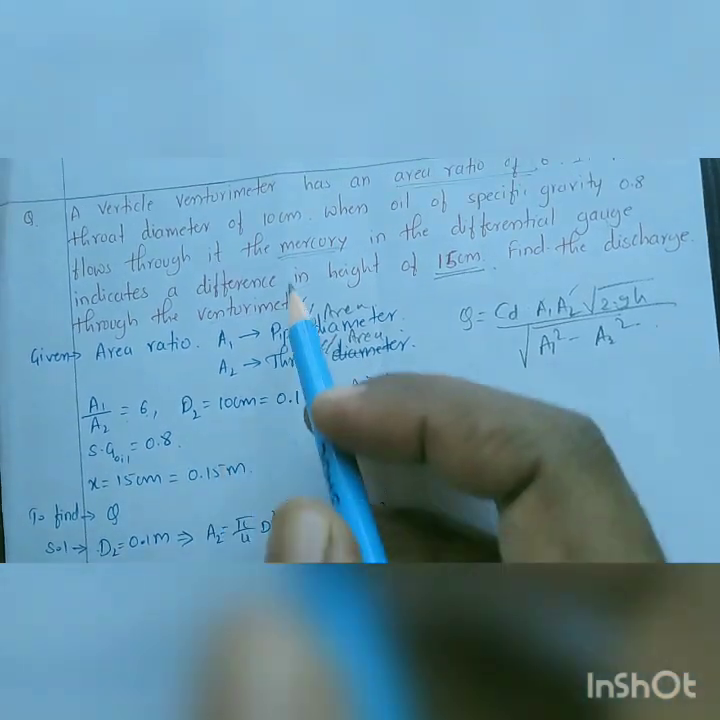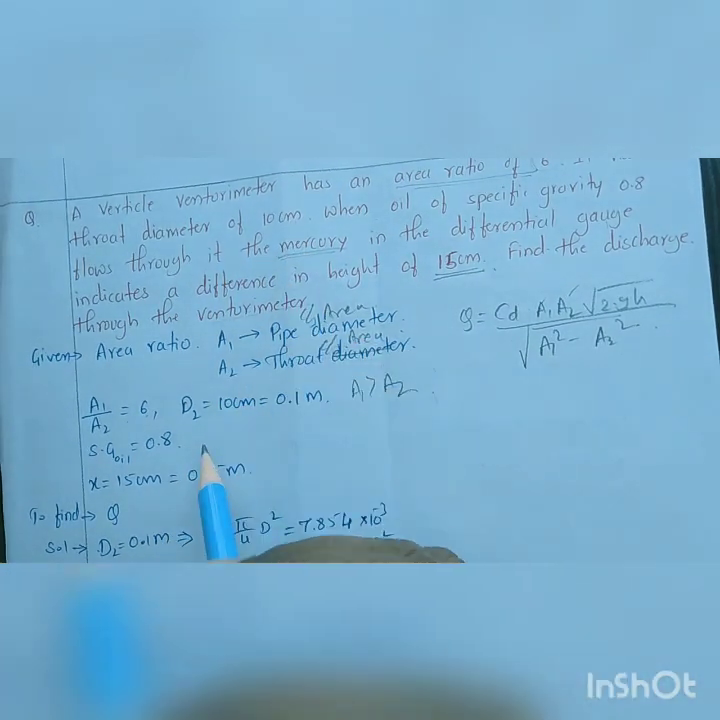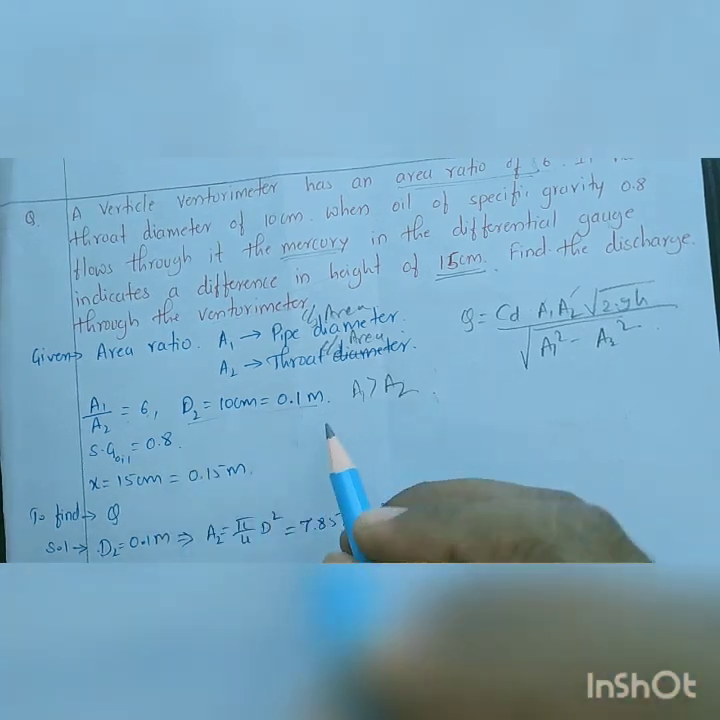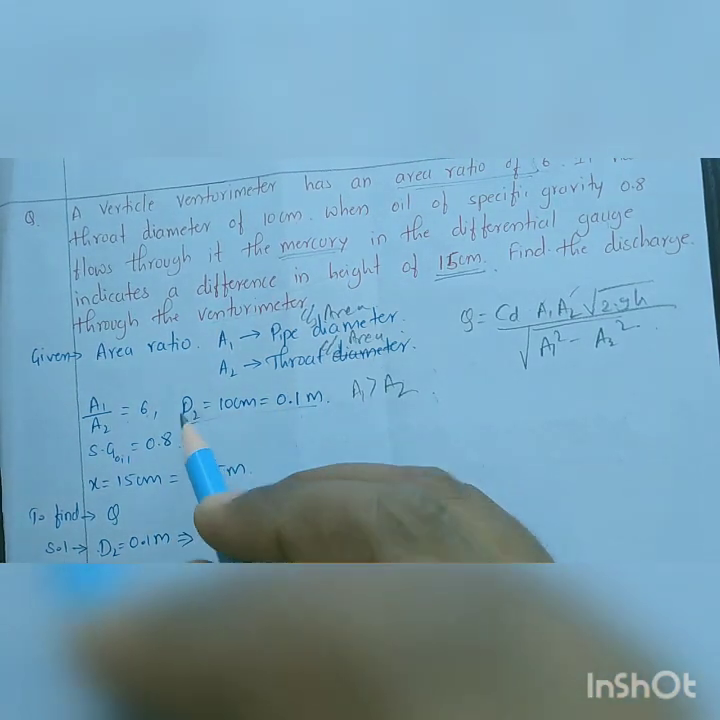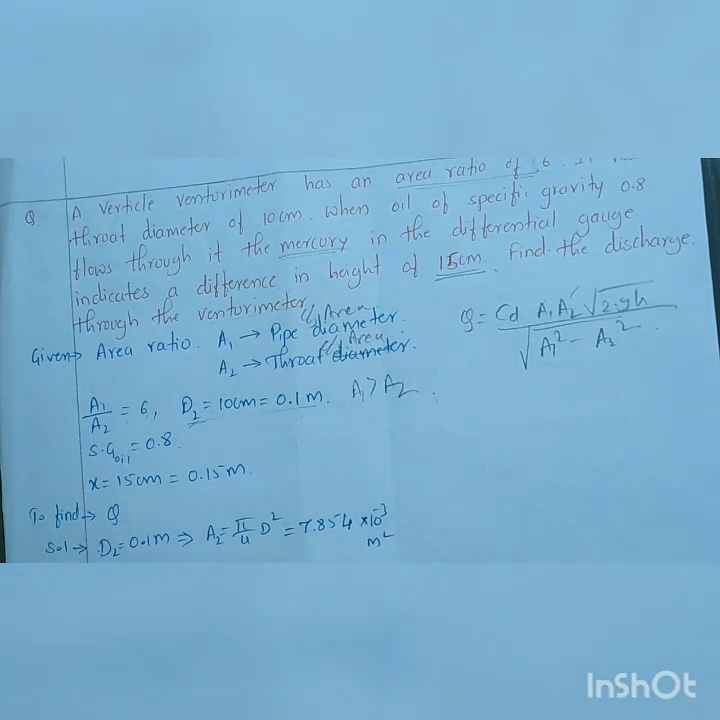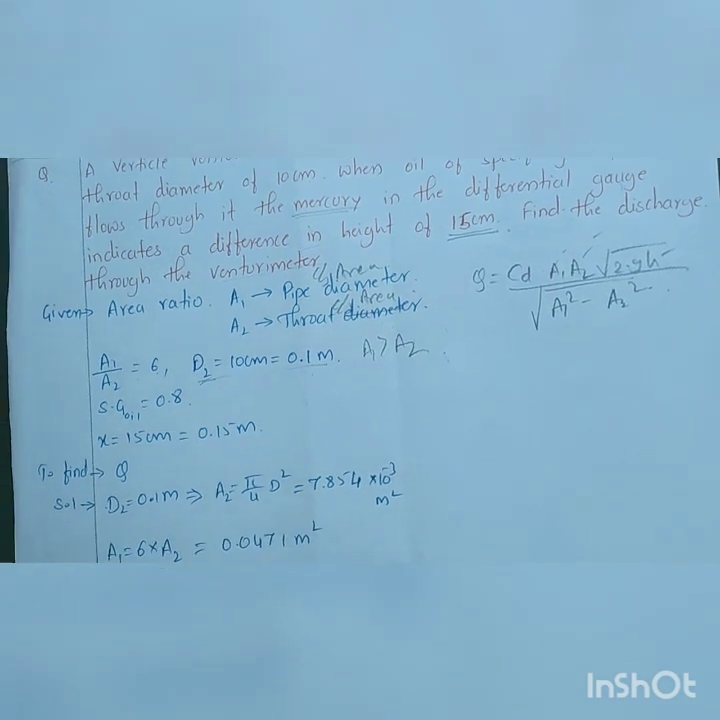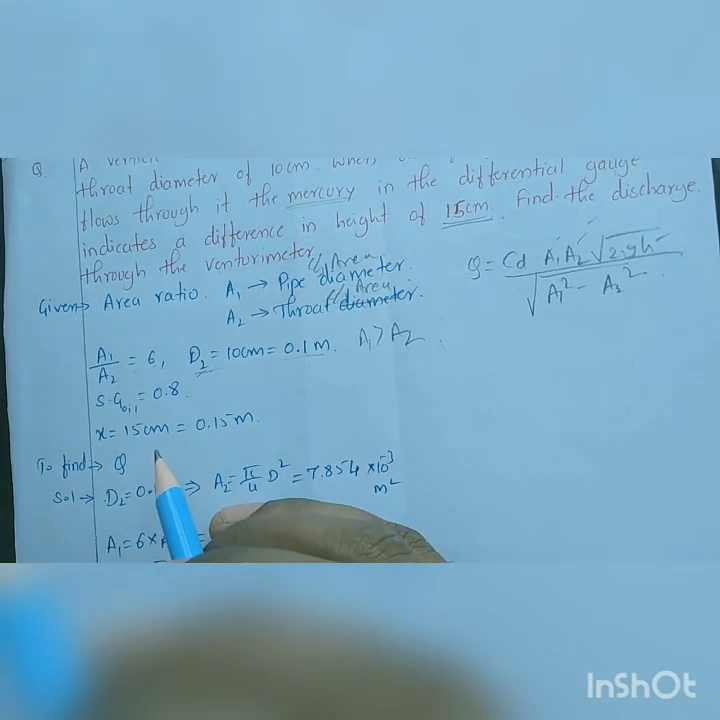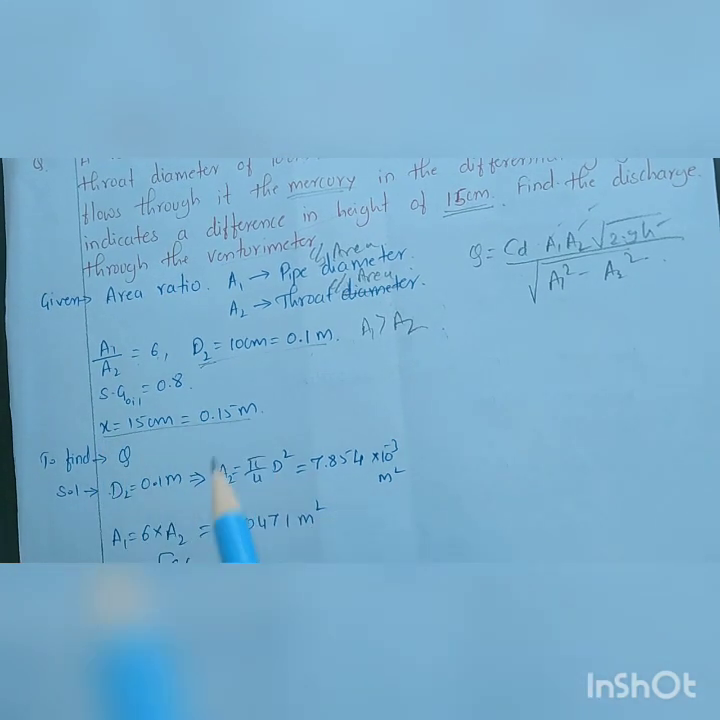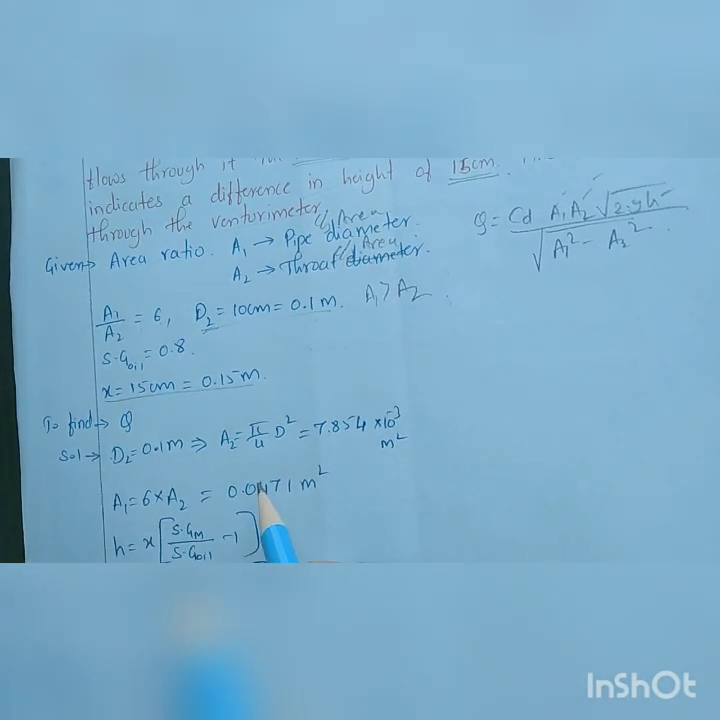Now he has given the throat diameter as 10 centimeter, which is 0.1 meter. So using this I can find A2, right? Once I find A2, I substitute in this and I can find A1. So A1 and A2 are known now. Now how to find H? He has given us the difference between left and right limb in the differential manometer. That difference is 15 centimeter, that is nothing but 0.15 meters.